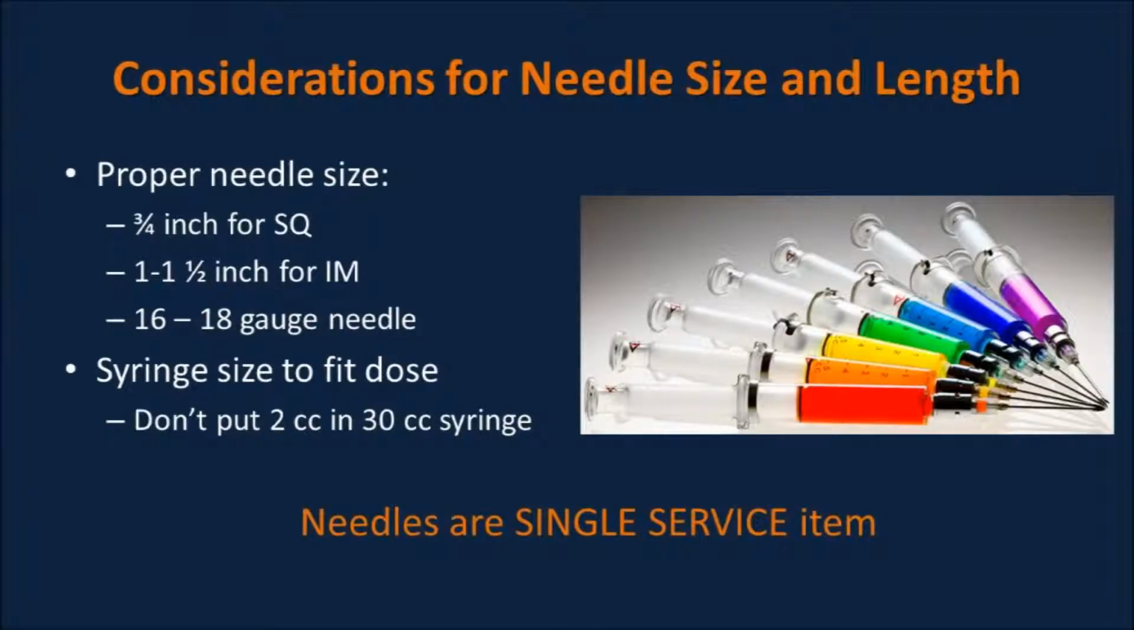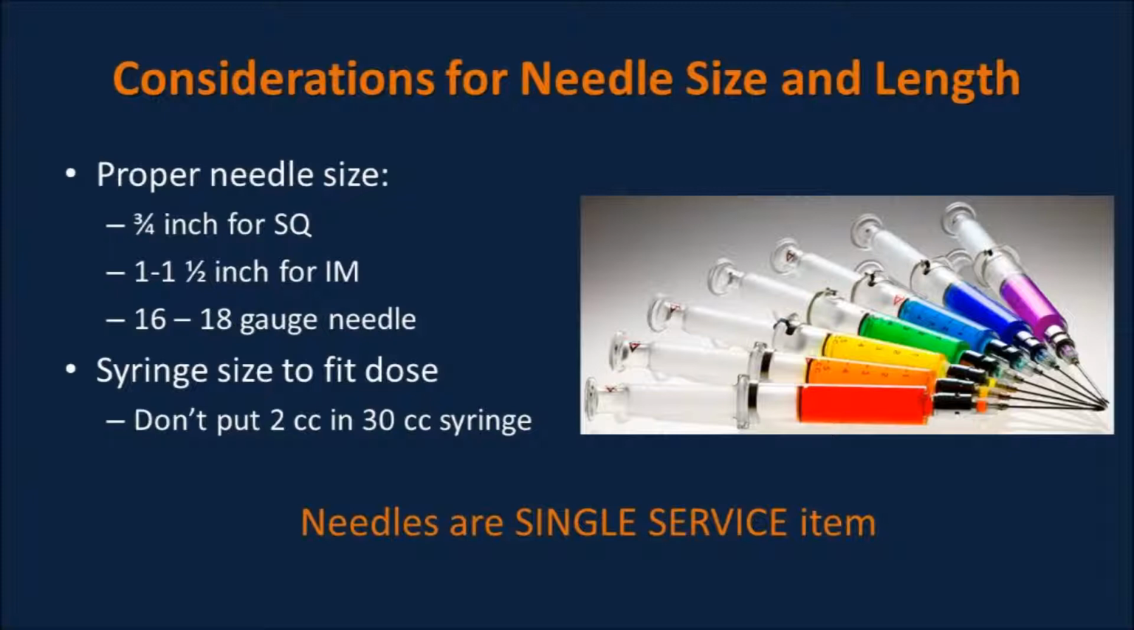Something else to consider when giving injections is the size of the needle, the length of that needle, and the size of the syringe you are using. You want to make sure that your needle is fitting your function or the purpose that you are using it for. If we are giving an injection that is subcutaneous or sub-Q, you'll want to use a 3/4 inch needle. If you are giving an injection in the IM or in the muscle, you'll want to use a needle that is 1 to 1.5 inches in length.